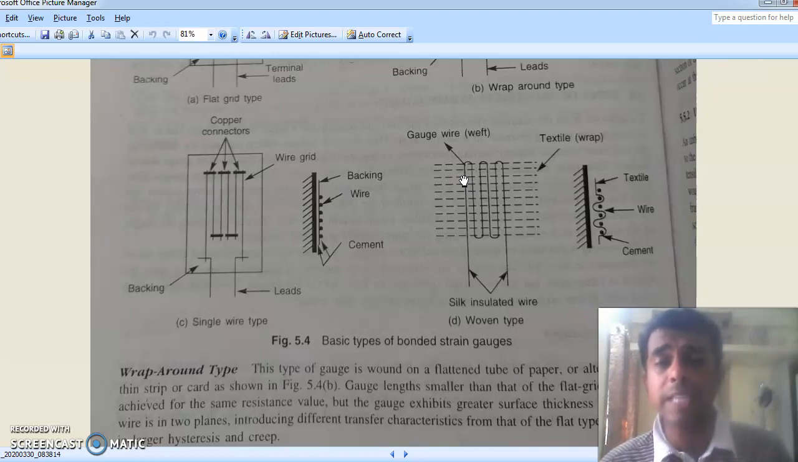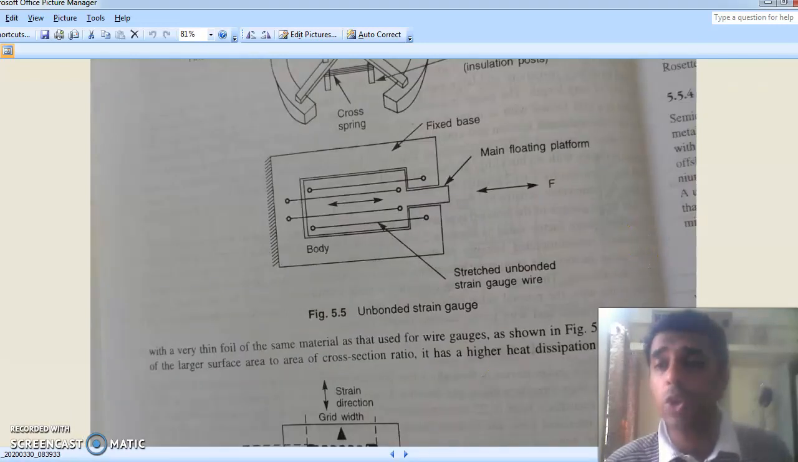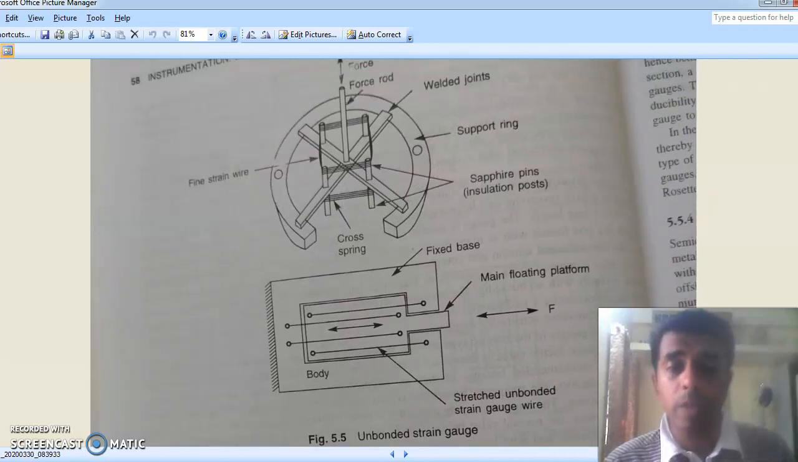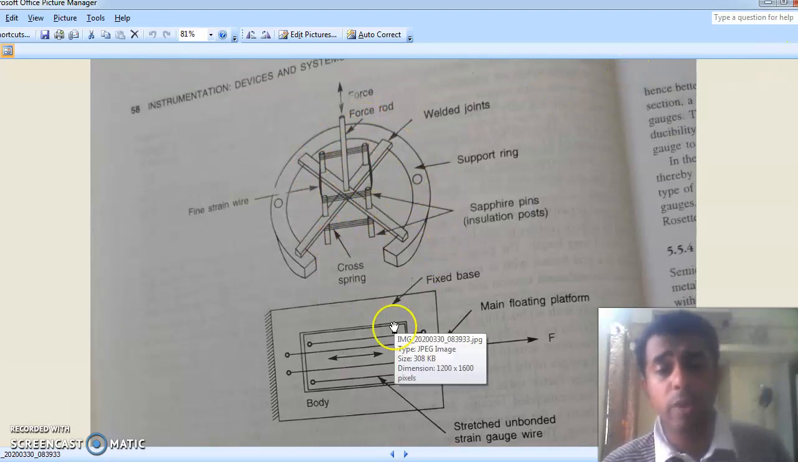So altogether you can see that bonded strain gauges means the wire is actually attached to some backing, and the backing absorbs the strain from the specimen. So why are they called bonded? They are called bonded because they are attached to a backing. Now you can see another class, called the unbonded type, where you cannot see any backing. See, there are some pictorial representations here.